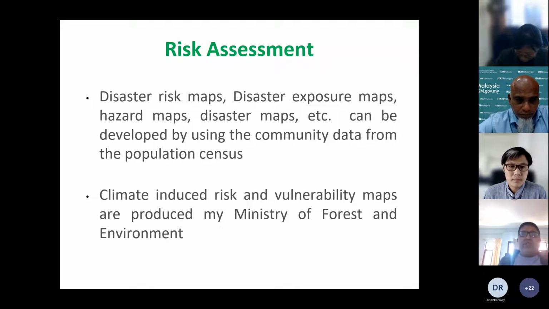in Nepal, climate-induced risk and vulnerability maps. Now the climate-induced disaster risk and vulnerability maps are produced by the Ministry of Forest and Environment. I'm going to share these maps, what they are preparing. Please, next slide.